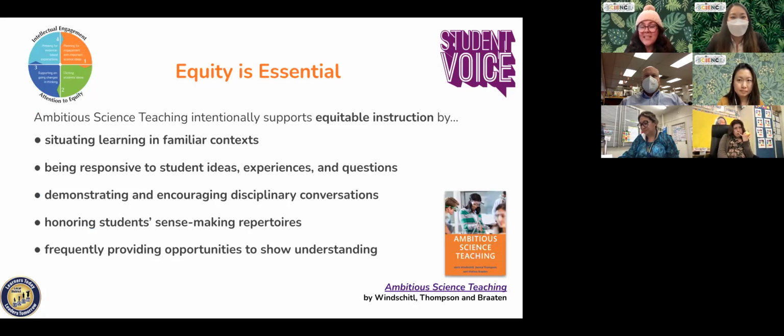And so, as mentioned, the ambitious science teaching is a framework for teaching science, and it focuses on equity. And what it does is supports equitable instruction by situating learning in familiar context, being responsive to students' ideas, and knowing that they're going to construct knowledge over time to create those stronger explanations using key ideas and vocabulary. Also demonstrating and encouraging disciplinary conversations, honoring students' sense-making repertoires, and frequently providing opportunities to show understanding.